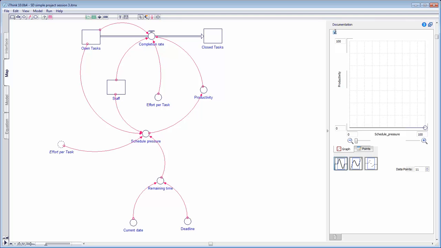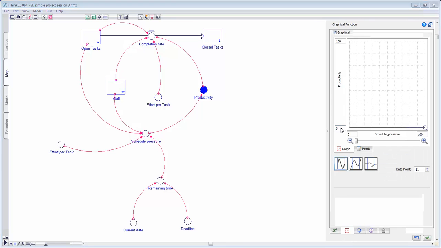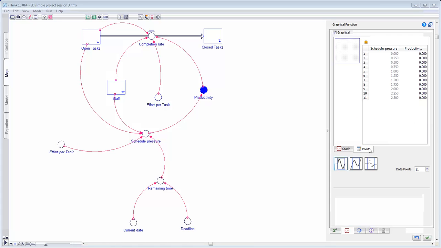Let's go for the second option, but before doing so, we will type the value scale for these two variables on the graph. So 0 to 1.25 for productivity and 0 to 2.5 for schedule pressure. Then we move to the points tab. Next, we will fill the productivities column.